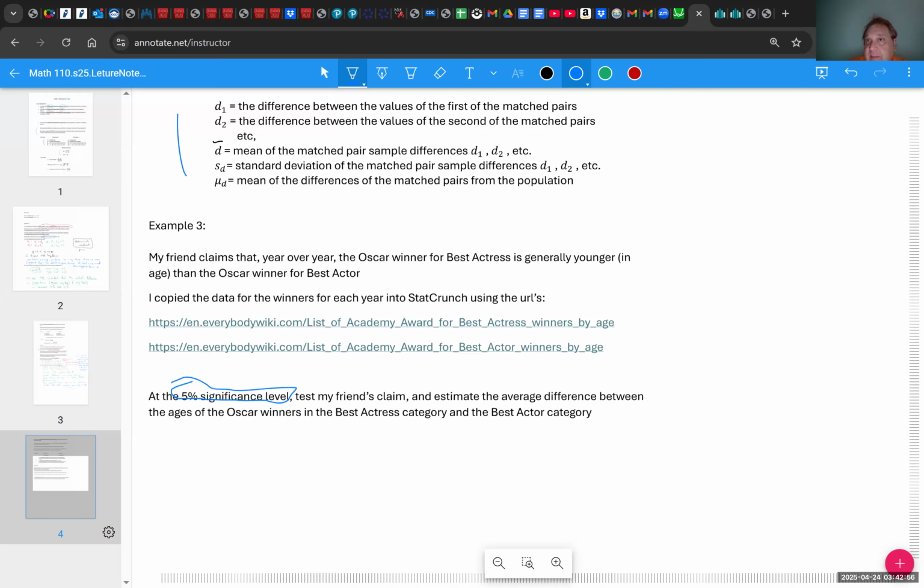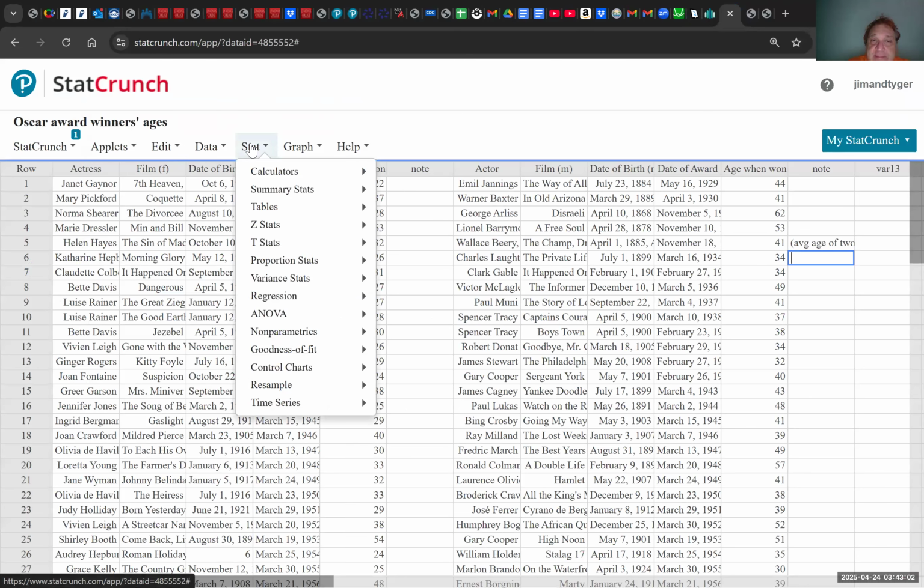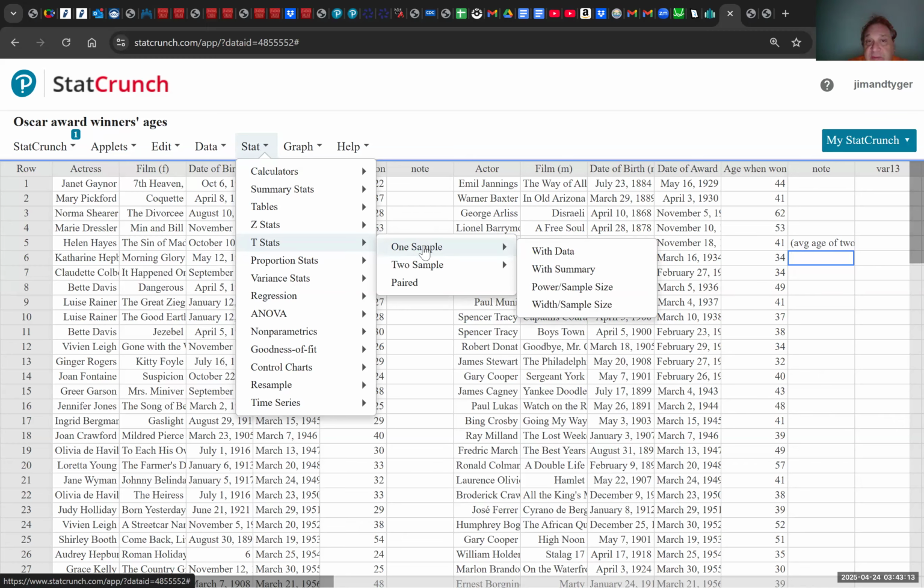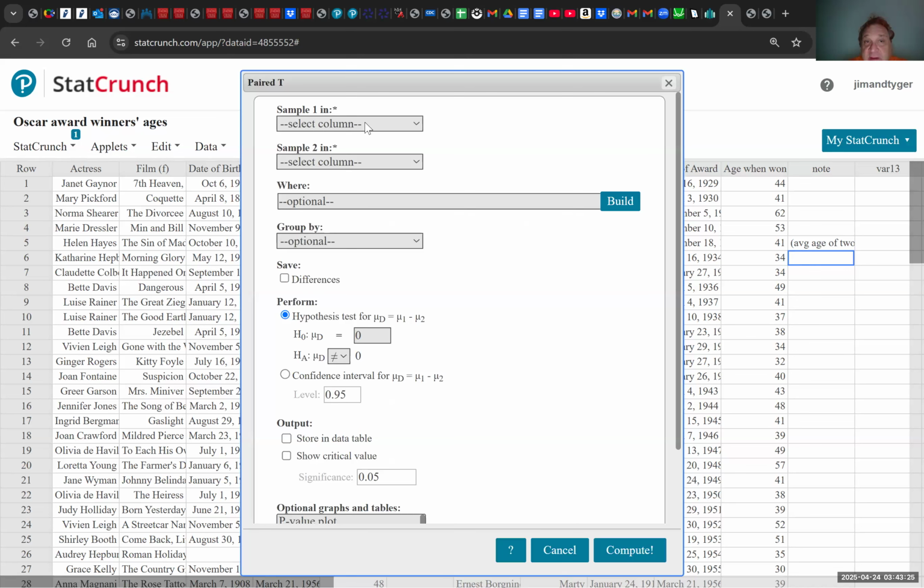Again, we're going to be using a hypothesis test and a confidence interval. The way I do this, I go under Stat, then T Stats, because once again, I don't know the population standard deviation. And we definitely don't have one sample, we have two samples. But instead of two sample, we go to the last option, which is paired. This is when we're pairing up one population with another. Where is the data from the first sample? That would be not date of birth, but age when they won, for the females and for the males.